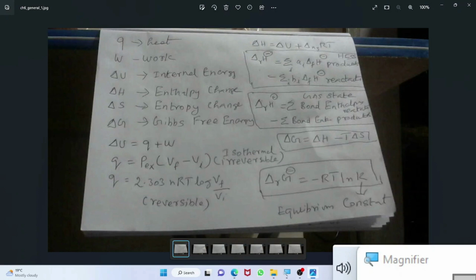Q refers to heat, W work, delta U is the internal energy change, delta H enthalpy change, delta S entropy change, delta G means Gibbs free energy. Internal energy change delta U is equal to Q plus W, that is heat plus work, and work equals minus P external times volume final minus volume initial. This is for the irreversible isothermal process.